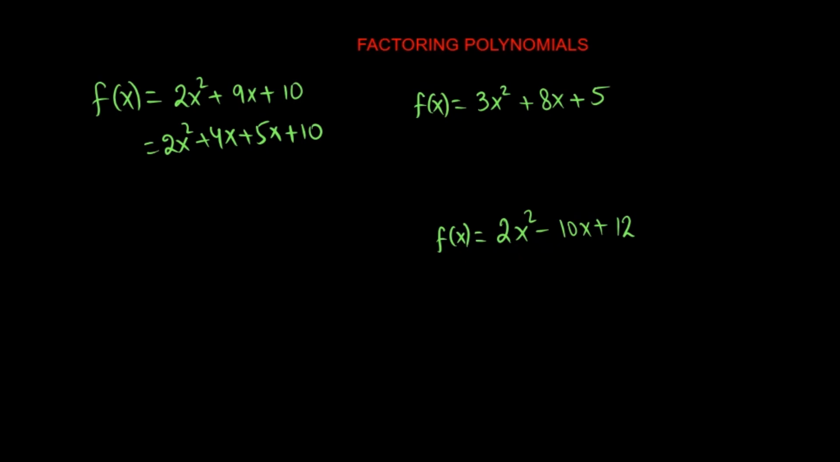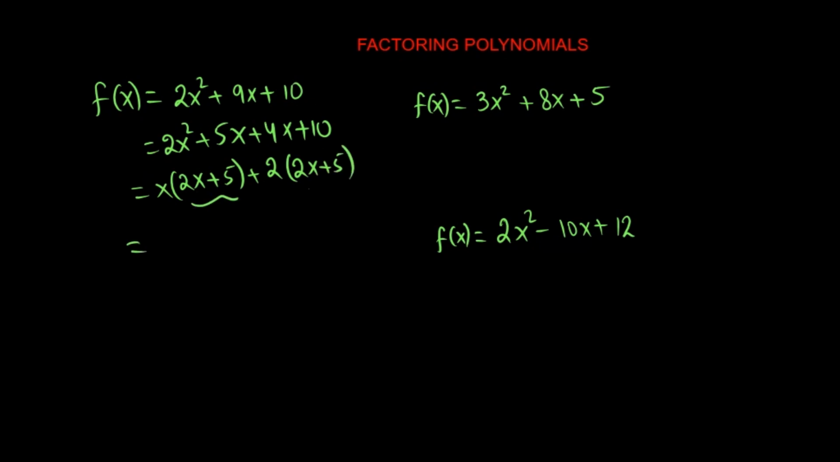Now, you can also do 5x plus 4x instead of 4x plus 5x. Let's see what happens then. If I do 2x squared plus 5x plus 4x plus 10, now between these two, the common factor is x. We have 2x plus 5. Plus, between these two, the common factor is 2. Inside the bracket, we have 2x plus 5. Now 2x plus 5 is a common factor, and this x plus 2 in the second bracket. The function has been factored.